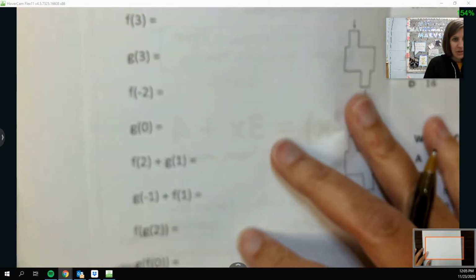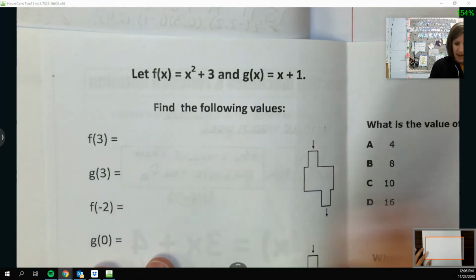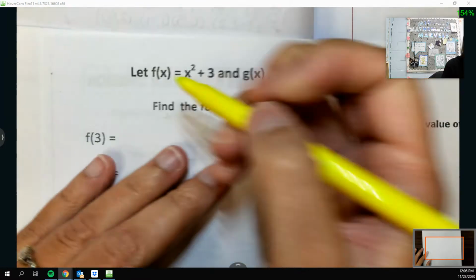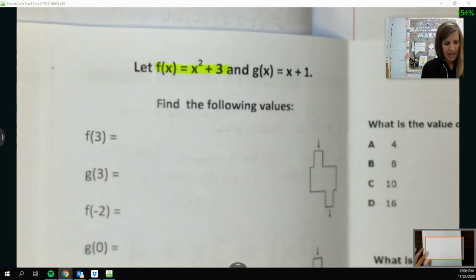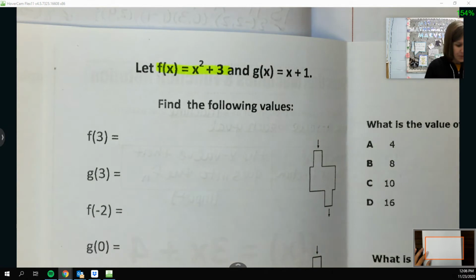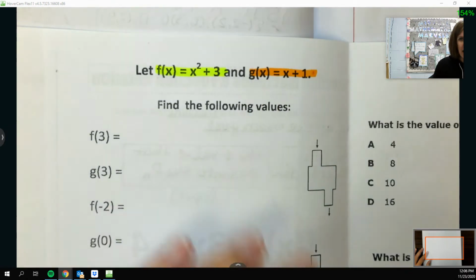Alrighty, so on the inside here, we just got a bunch of different ones to try. So here we have our f function, which is going to square your number and then add 3. Then I have the g function, which just adds 1.